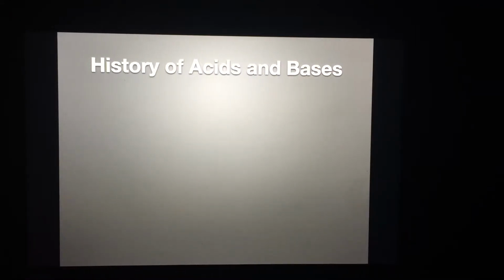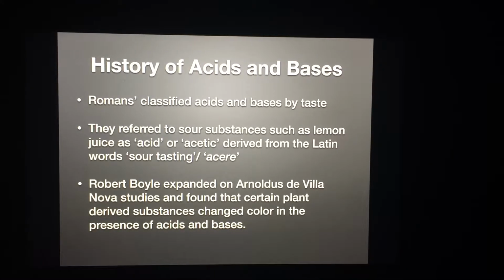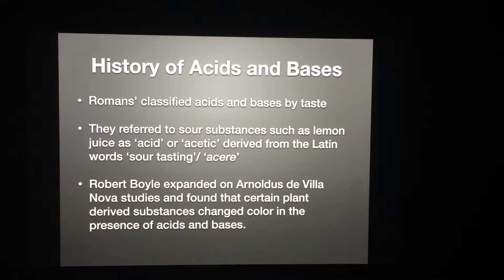The history of acids and bases. Romans classified acids and bases by taste. They referred to sour substances such as lemon juice as acid or acidic, derived from the Latin word sour tasting. Robert Boyle expanded on Arnoldus de Villanova's studies and found that certain plant-derived substances changed color in the presence of acids and bases.